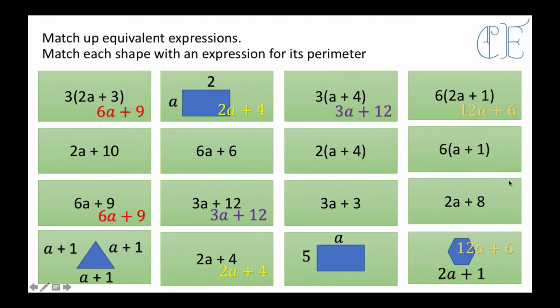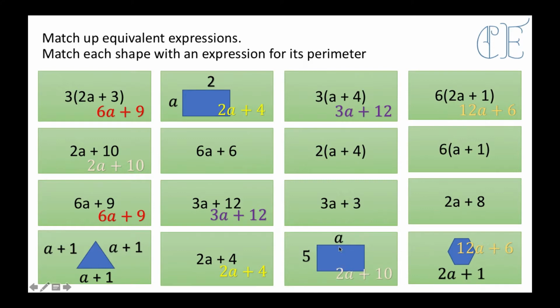Okay, the next one is this one. So here we would have had this, and it would have matched with this one. So this one's a bit trickier. So 6 times 2 is 12, and then we've got the a, and 6 times 1 is 6. But down here, I've got 6 sides to this shape, and all of the sides measure 2a plus 1. That means I would have had to multiply all of that by 6. 6 times 2a is 12a, and 6 times 1 is 6.